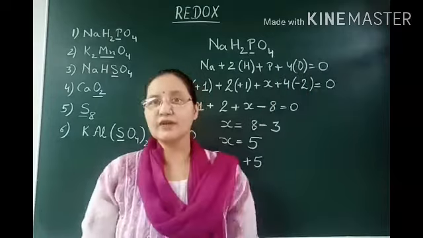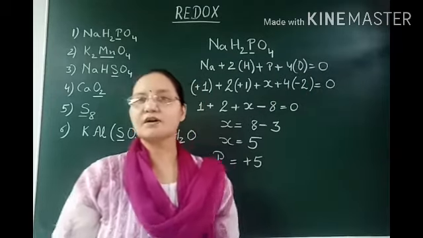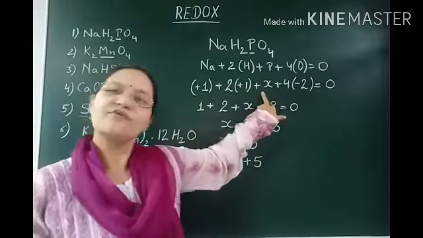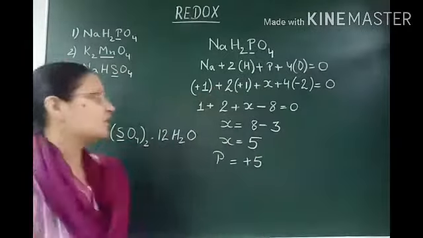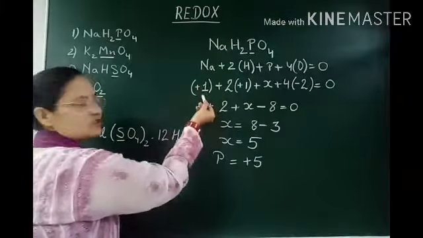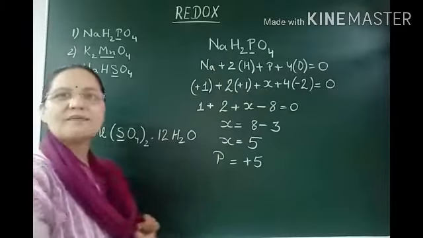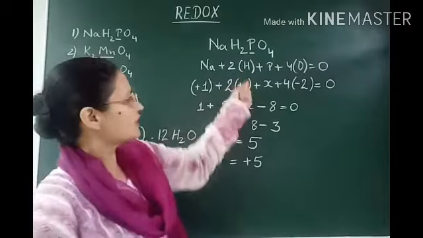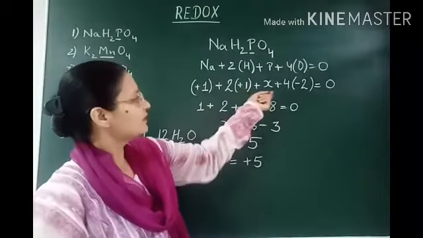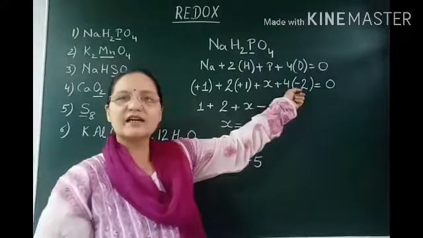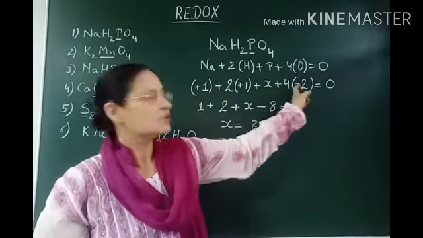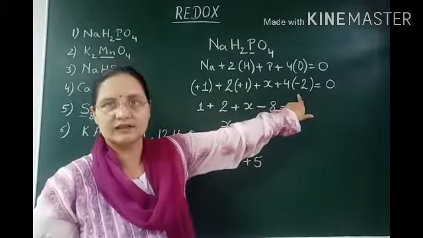Now what do we have to calculate? The oxidation number of phosphorus. So we put X in place of phosphorus. And now +1 for sodium, because sodium has oxidation number +1. Then hydrogen also has +1. Then oxygen, in general we have studied previously that it has -2. So I have put -2 over here.